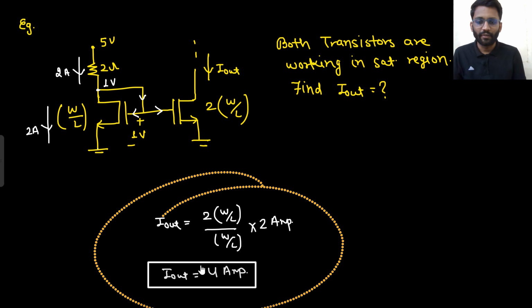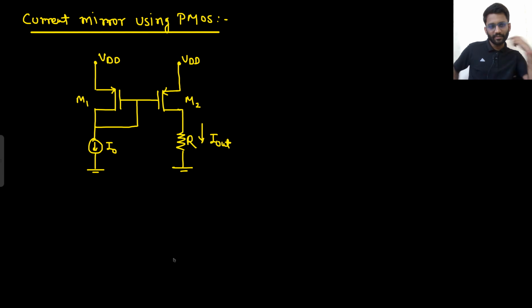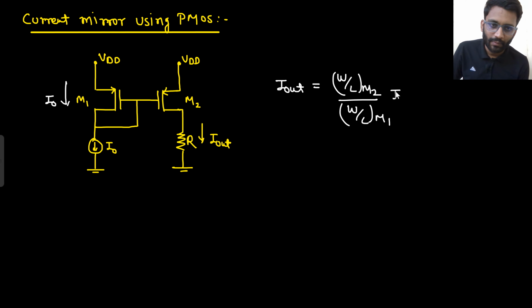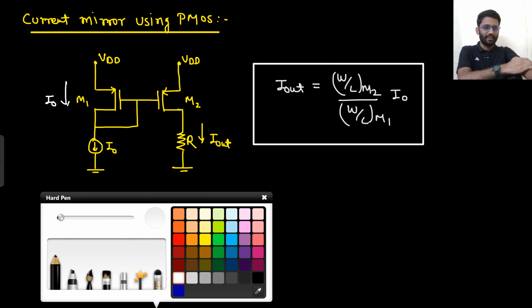Let's move on to our next topic, that is current mirror circuit but using PMOS. Same, that's it. This is the current mirror circuit using PMOS. So here, this is the current that is flowing through M1. I naught current is flowing through M1. And what will be I out? So I out would be equal to W by L of M2 divided by W by L of M1 into I naught. That's it. Are you getting this point? So this is the concept of current mirror circuit.